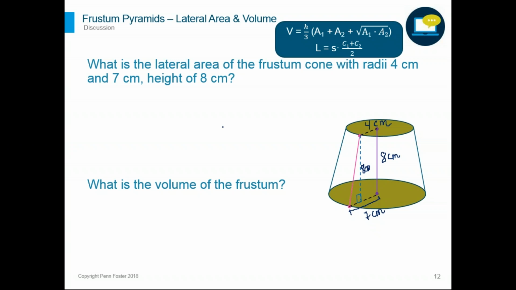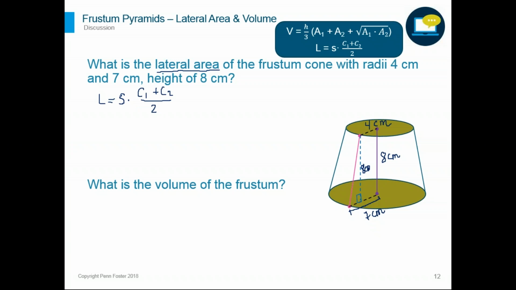Okay, so let's write down the formula for the lateral area. Lateral area for a frustum cone equals the slant height times half of the sum of the perimeters of the top and bottom bases. So circumference 1 plus circumference 2, divided by 2, and then multiply this value times the slant height.